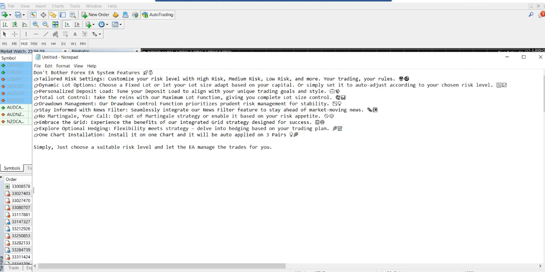You can choose whether you like the martingale or the optional hedging feature. It depends on you. And it is a one chart installation, so you just install it on one chart and it will be auto applied on 3 pairs. The minimum requirement to trade with this expert advisor is again 1000. And we require leverage over 100. 500 and above would definitely be better, but even 100 will do. With less than 100, you probably need to start with a little higher risk, higher amount.